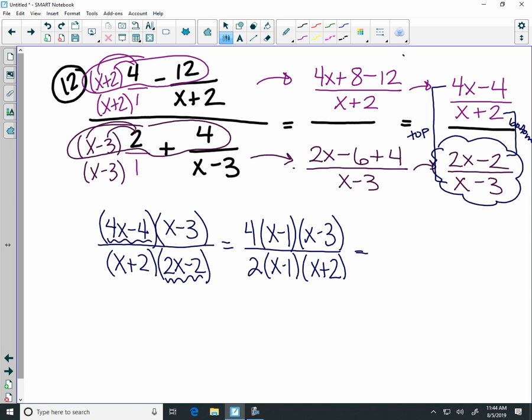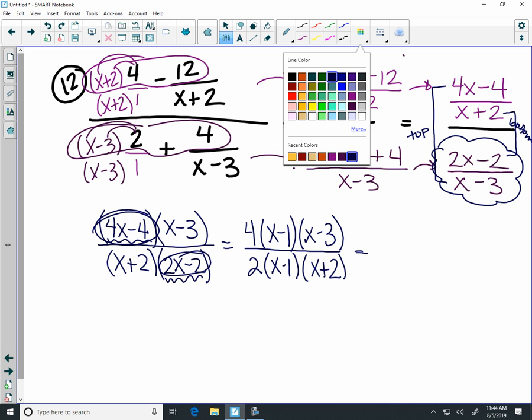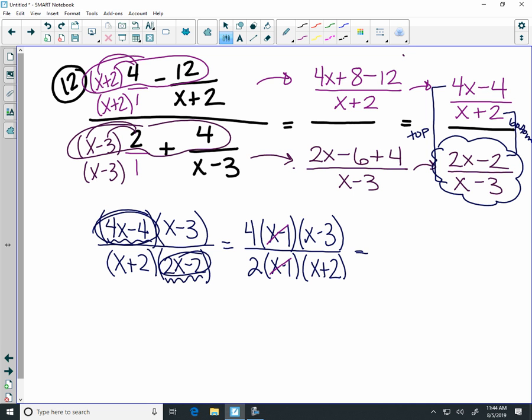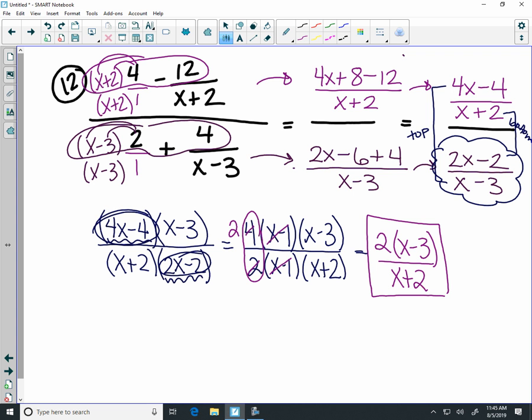So I still have 2 binomials on top. I factored out a 4 from the 4x minus 4, a 2 from the 2x minus 2. And now I can do one last tiny bit of canceling here. I can cancel my x minus 1s. And I can make 4 over 2. This is one that sometimes we leave out because it's kind of simple, so you forget. 4 over 2 cancels to a 2 on top. Lovely. And that is the complex fraction for number 12.